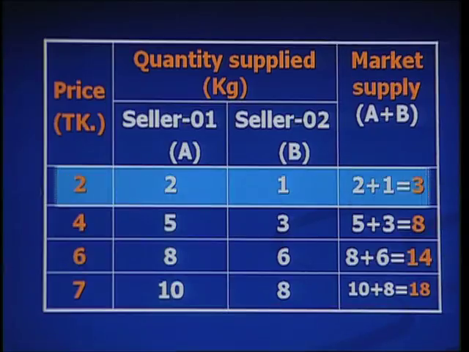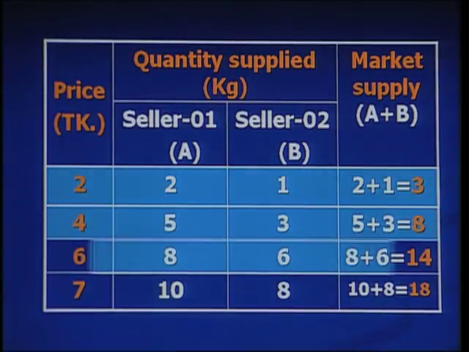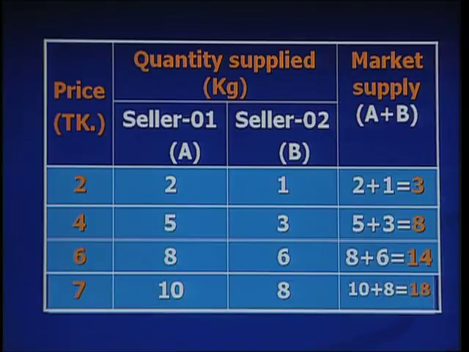In this case, we are assuming there are two producers or sellers in the market. We can see when the price is taka 2, seller 1 sells 2 kilo of potato, whereas seller 2 sells 1 kilo of potato. So the market supply is 3 kilo. Similarly, at taka 4, the market supply is 8 kilo. When the price is taka 6, the market supply is 14 kilo, and when the price is 7, the market supply is 18 kilo.